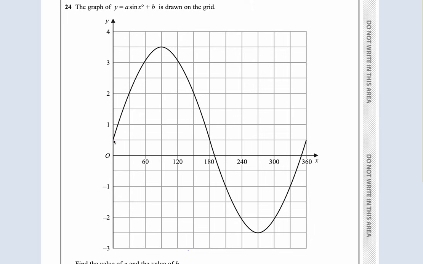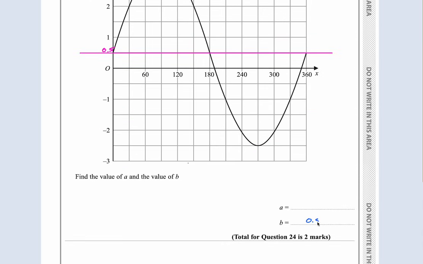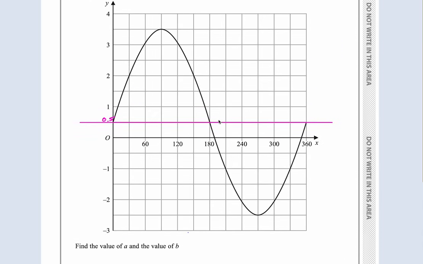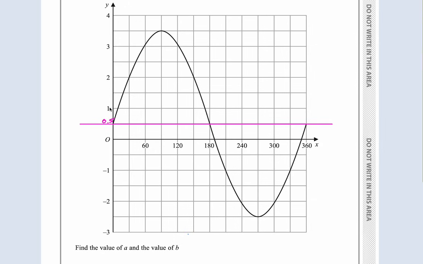So what I mean by that is it's bang in the middle of the graph. So what's that value here? Well, it's 0.5, because it's halfway between this and this. The equation is actually y equals 0.5, but that value there is 0.5. So b is 0.5. I'm gonna write that in straight away. 0.5.